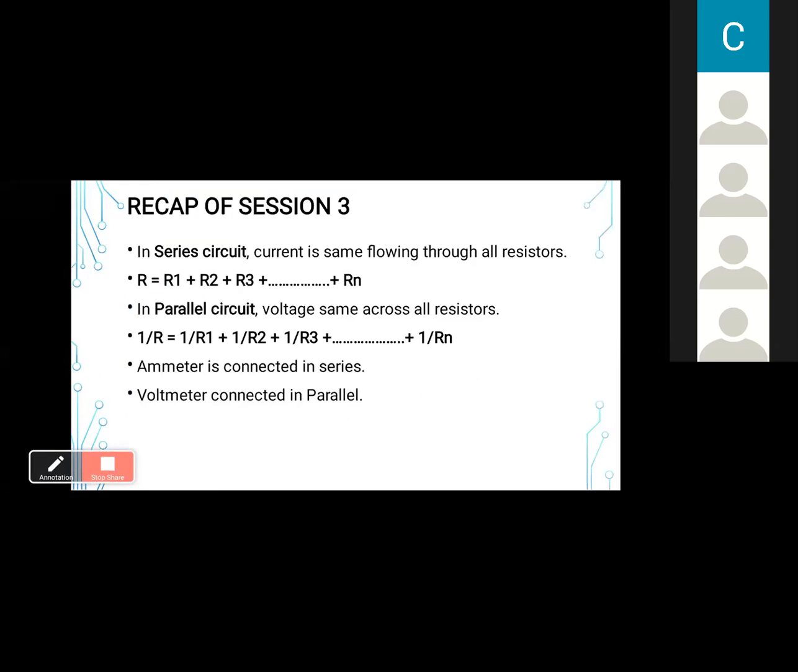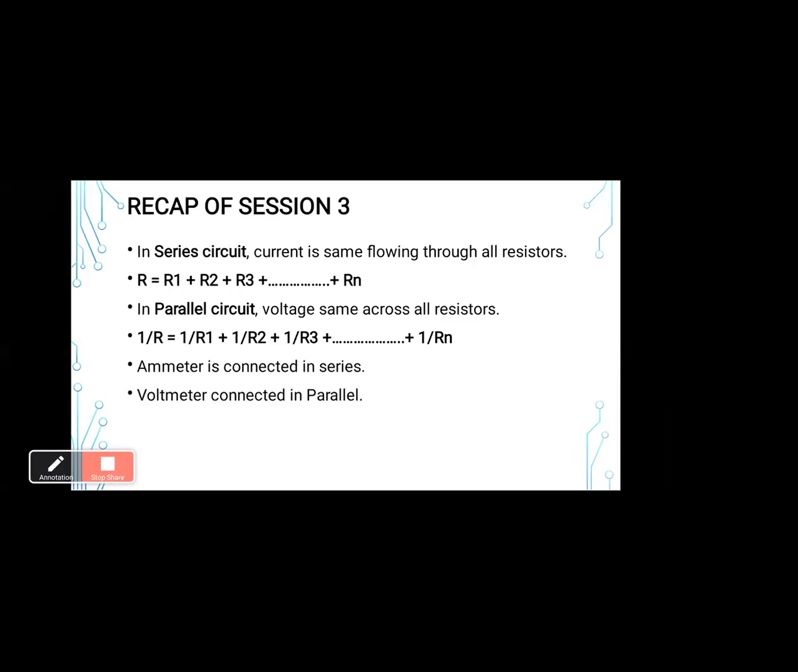So first we'll do the recap of session 3. In the last class, we discussed circuits and circuit diagrams, how to draw a circuit diagram and what are the benefits of drawing a diagram. And then we learned about the series circuit and the parallel circuit. For a series circuit, the equivalent resistance, you already know, is R1 plus R2 plus R3 till Rn. Whatever the resistances of the series circuit are, you will add them up.